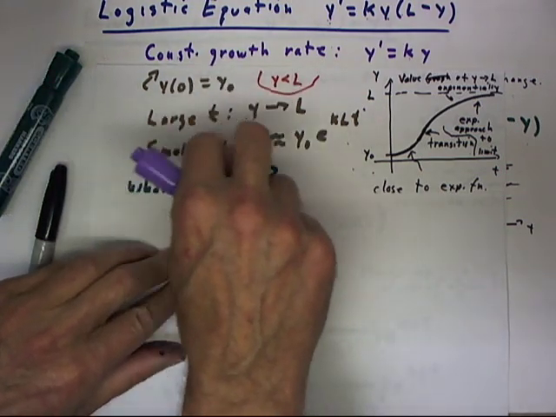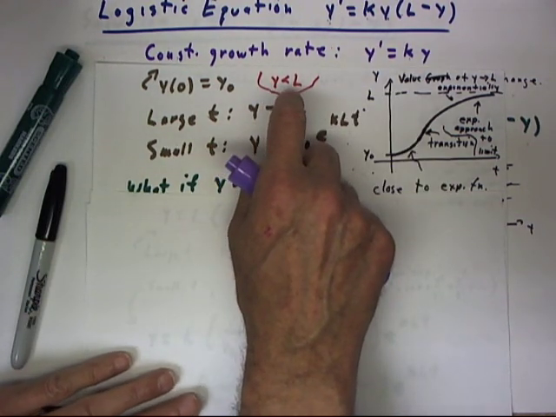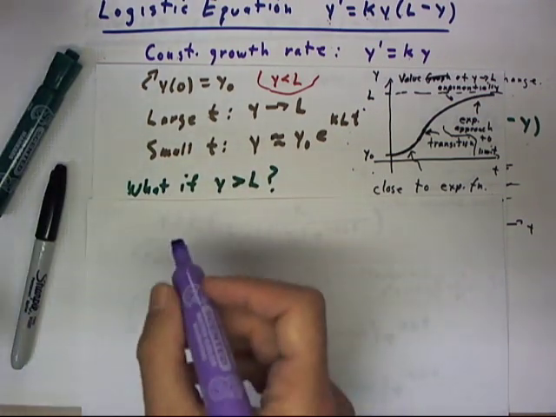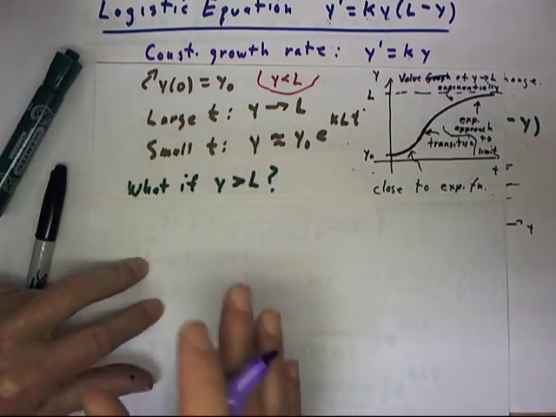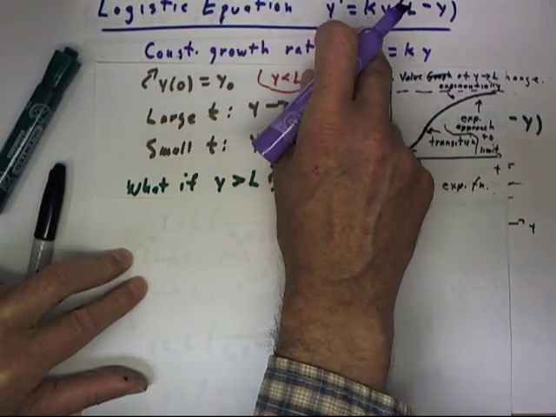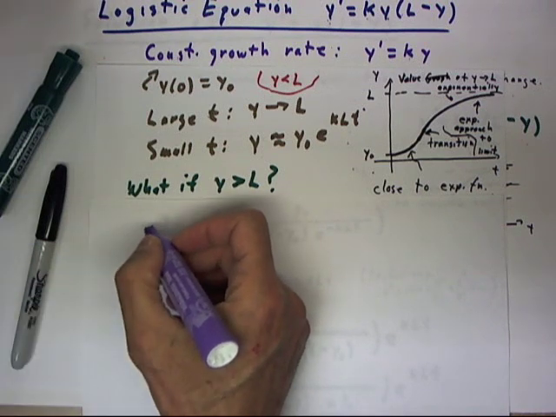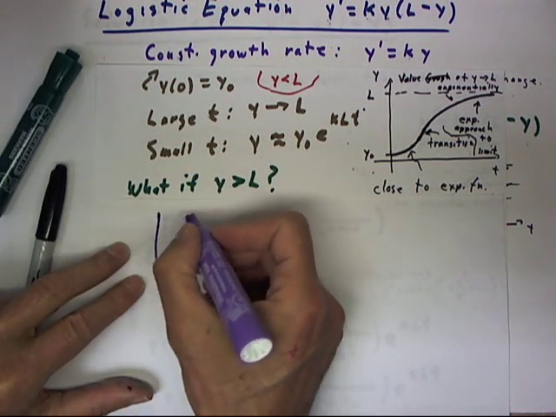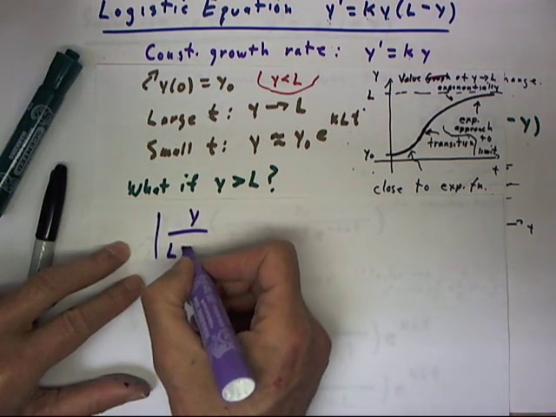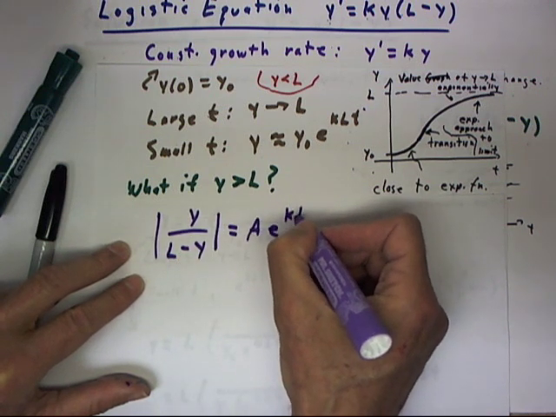Now, the entire solution that we've seen up to this point has been predicated on the idea that y is less than L. And we ask, what if y is greater than L? Well, if y is greater than L, let's go back a second to the point where we separated the variables, applied integration by parts, and came up with our solution. y over the absolute value of y over L minus y was equal to A e to the KLt.